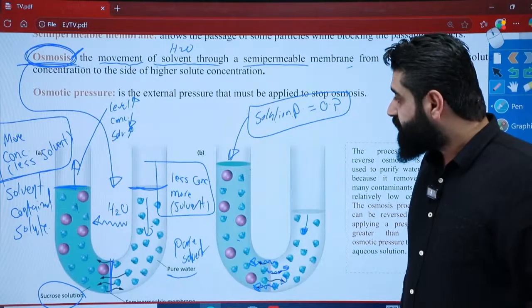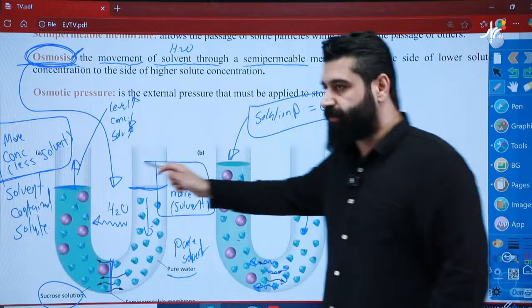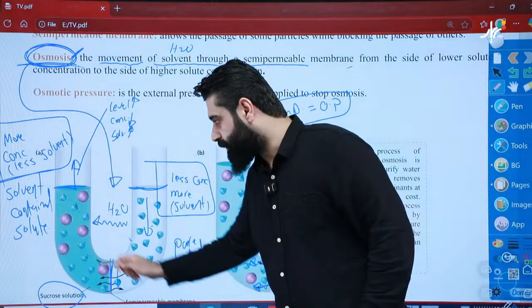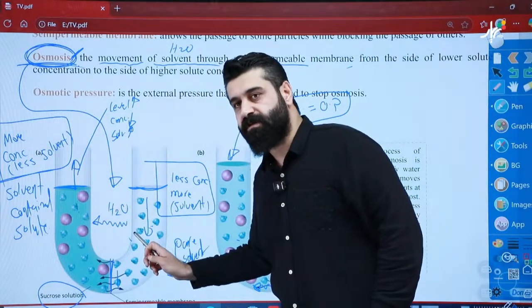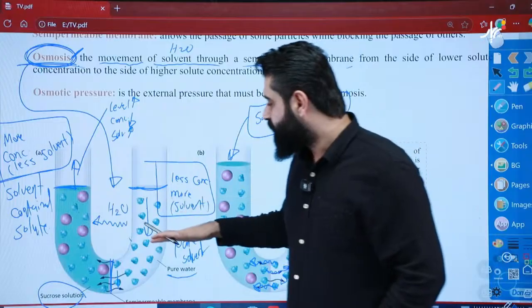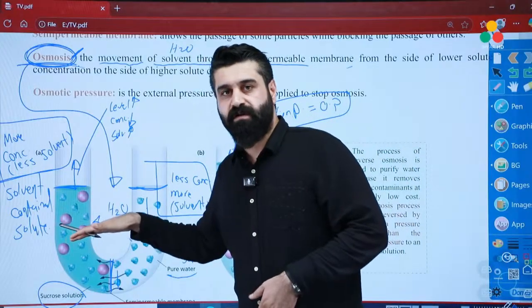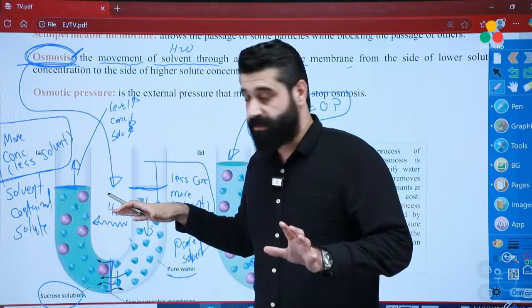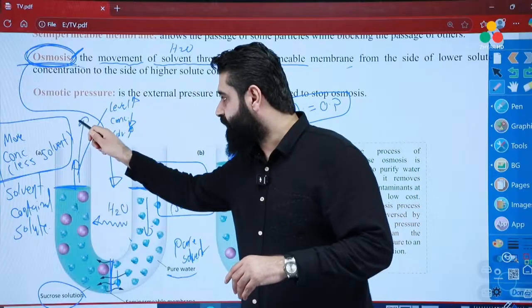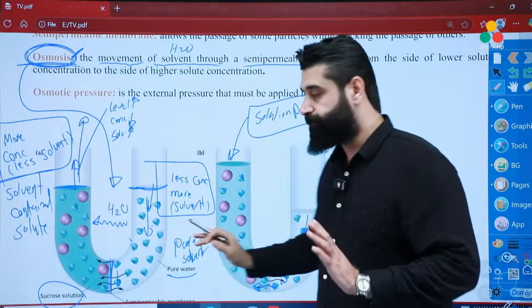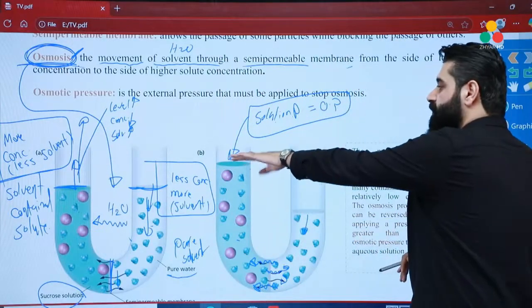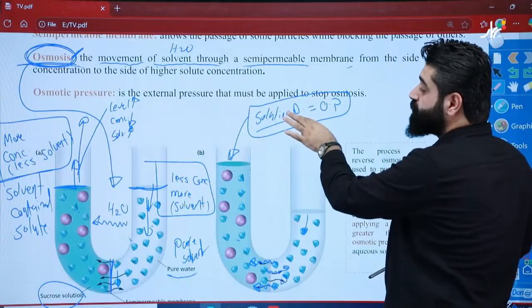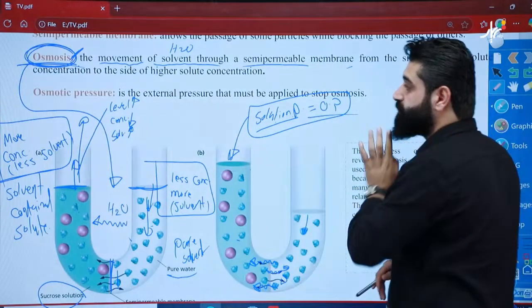Got it? I'll repeat for the last time. U-shaped tube with a semi-permeable membrane, two different concentrations. It's time for the water movement from less concentrated to more concentrated. This process is called osmosis, which makes this level increased, this level decreased, lowered. Then it will be stopped. The process will be stopped when solution pressure equals the osmotic pressure.